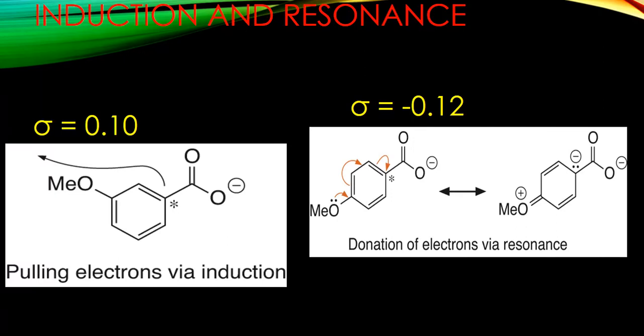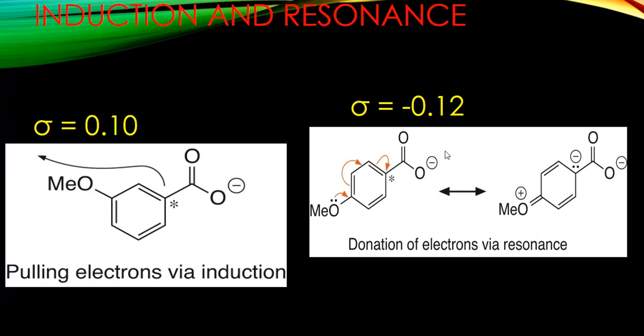Now let's take an example of methoxybenzoic acid and use our idea of sigma values to explain this reaction. When methoxy is at meta position, it pulls the electron by induction, whereas if it's at para position, it donates the electron by resonance. Induction is responsible for the positive values of sigma, whereas the resonance gives the negative value of sigma, which is minus 0.12.